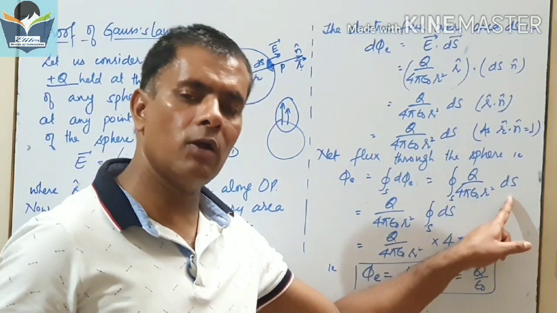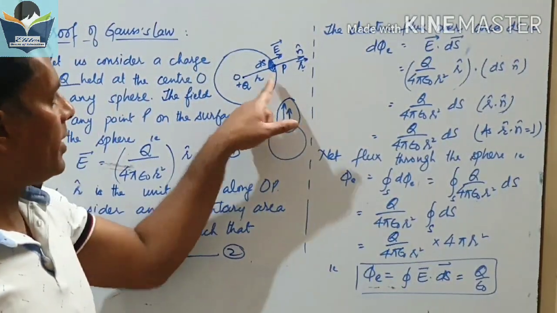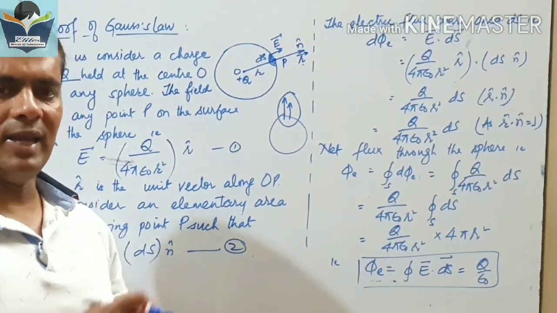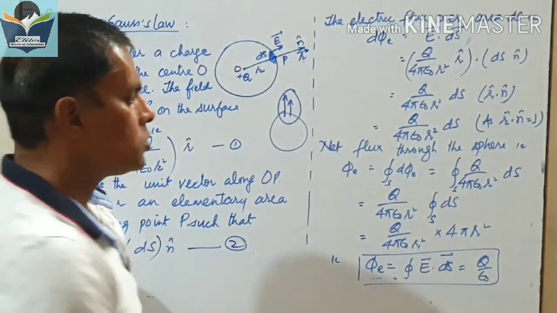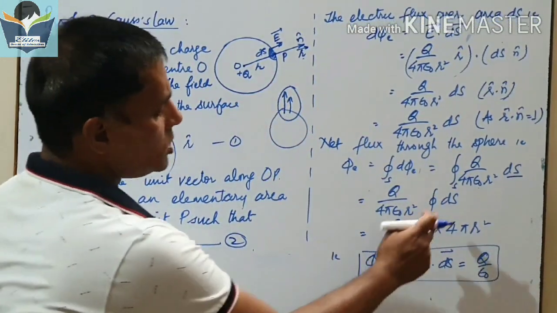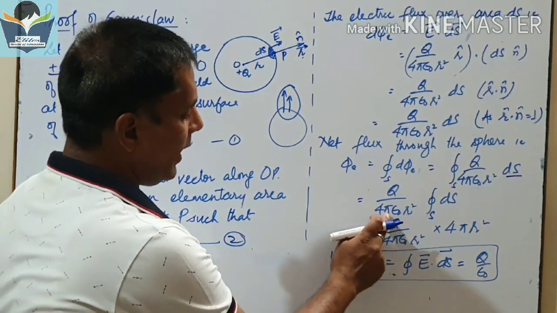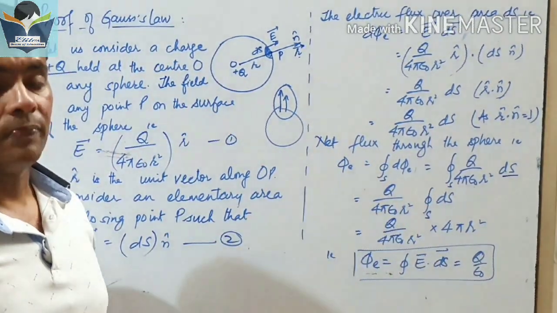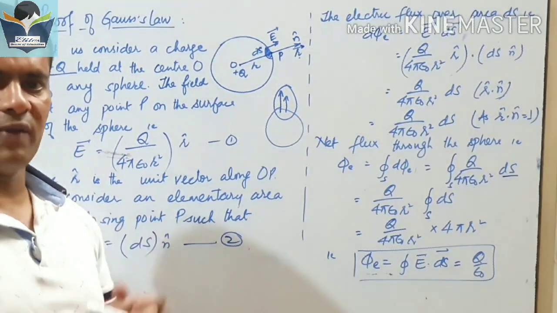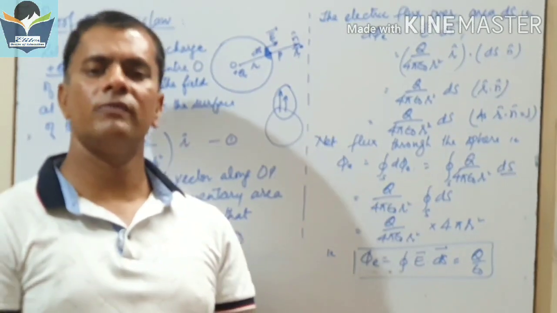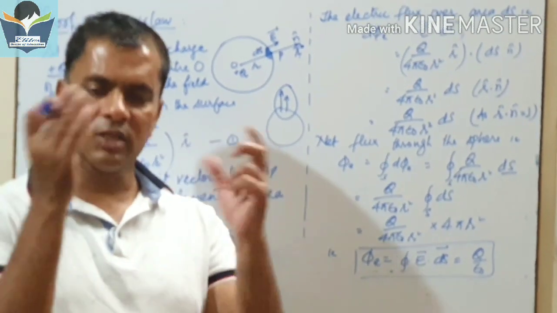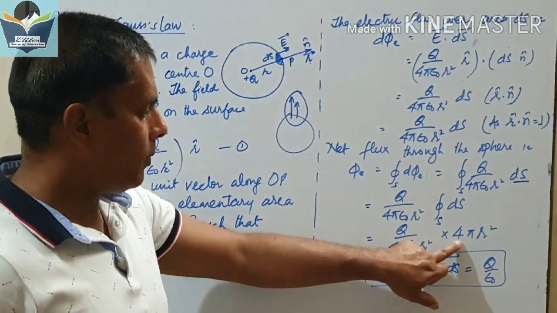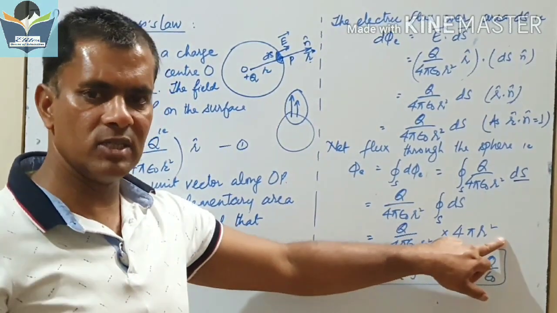Why is ds not constant? Because we have assumed it. This elementary area we have taken by assumption, so we do not know how much it is. It can be lesser, or by our assumption it can be more, so we have taken it as a variable. So this remains inside. So q upon 4 pi epsilon naught r square is taken out, and we have the integration of ds over the whole surface. Now what is this surface? A sphere. And what is the total surface area of the sphere? Recall it: the total surface area of the sphere is 4 pi r square.